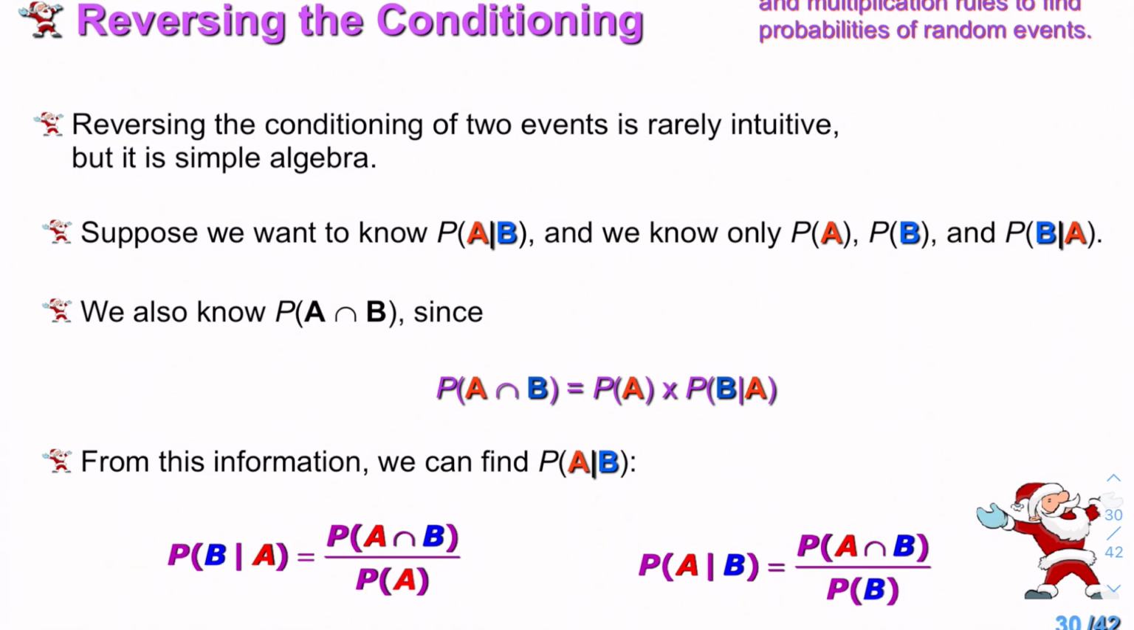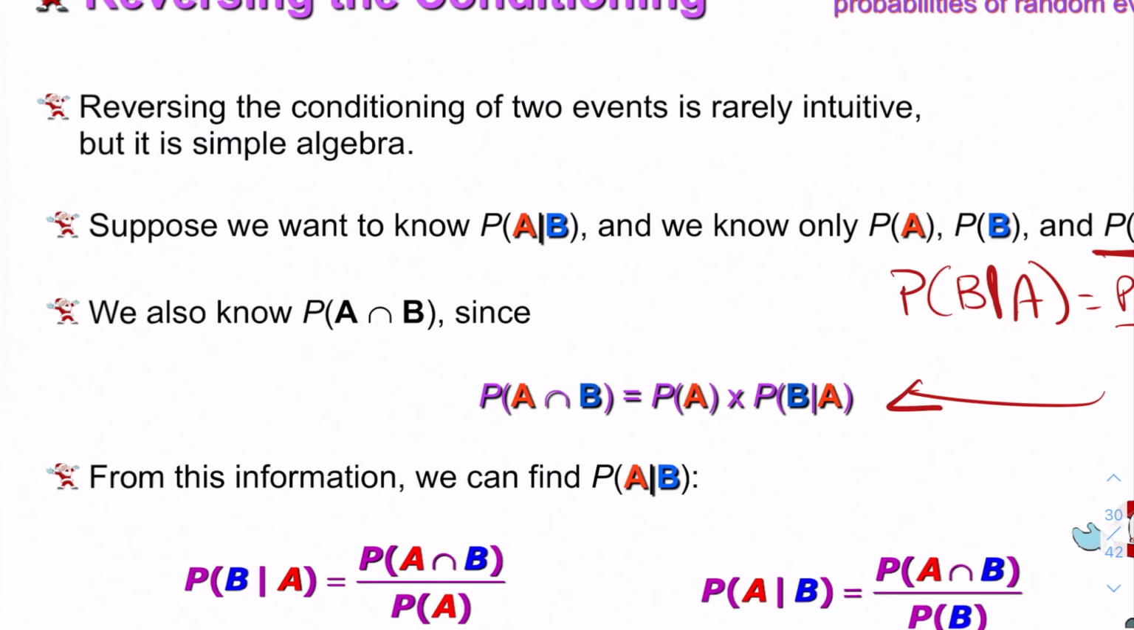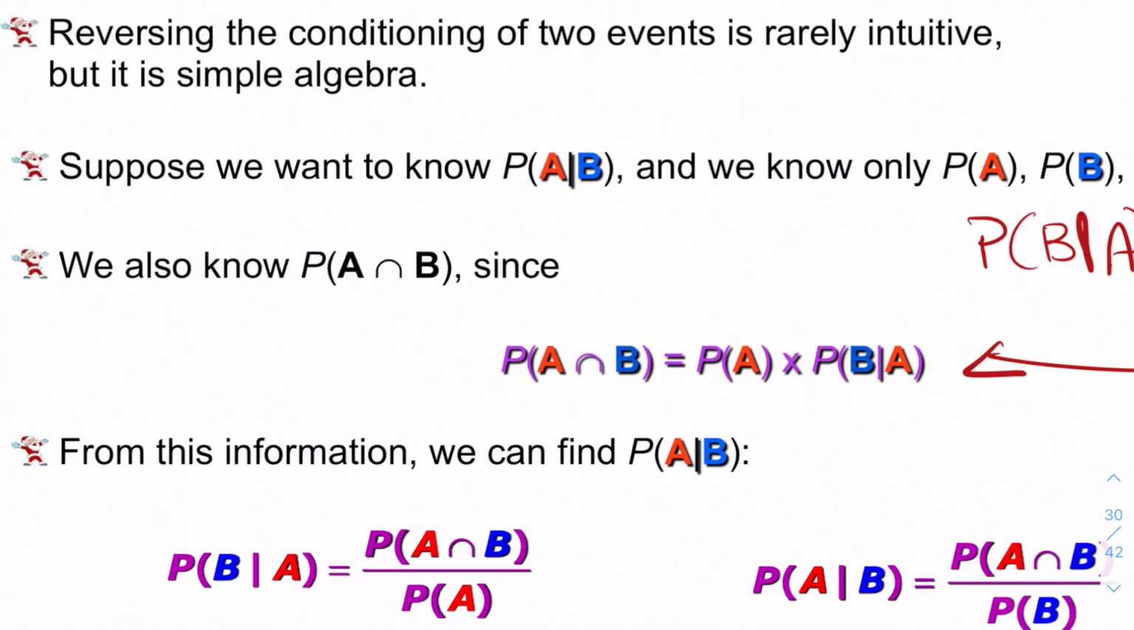And we know probability of A, we know probability of B, and we know B given A. We also know A and B because that arrives from our formula here. Note, probability of B given A is A and B divided by the probability of A, which is another way of rewriting this formula right here. So from this information, we can find the probability of A given B.